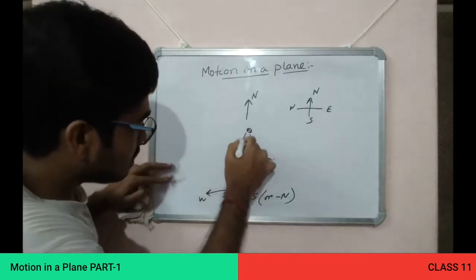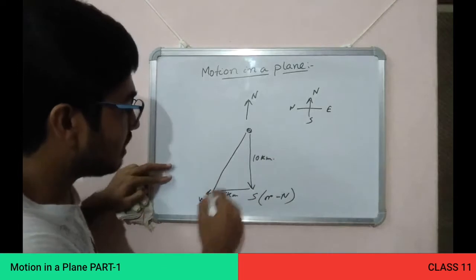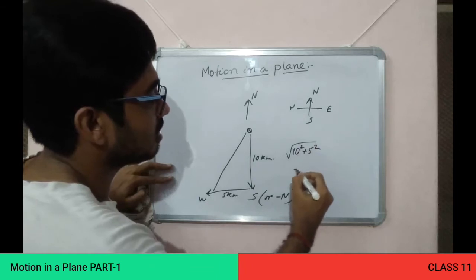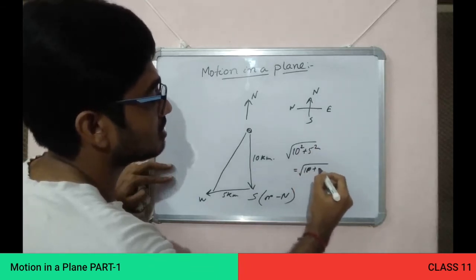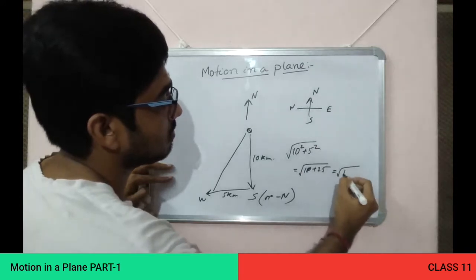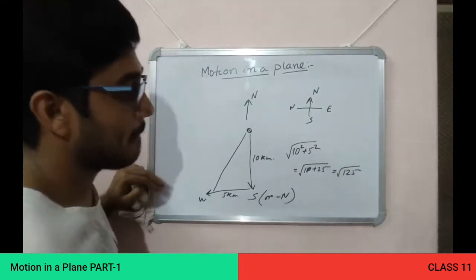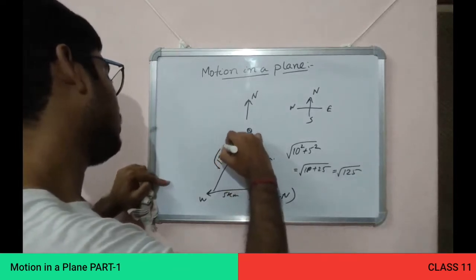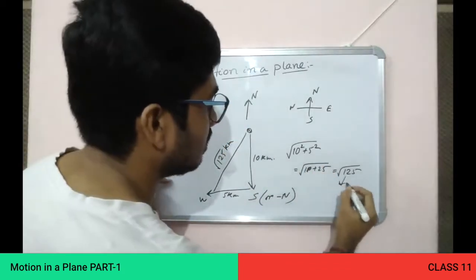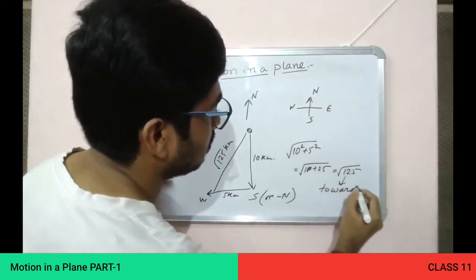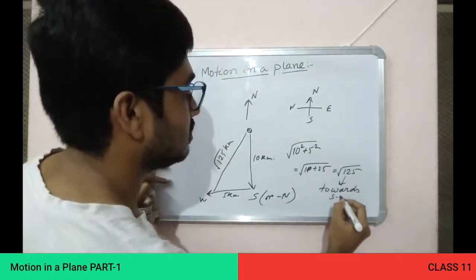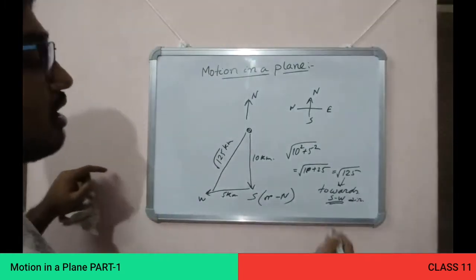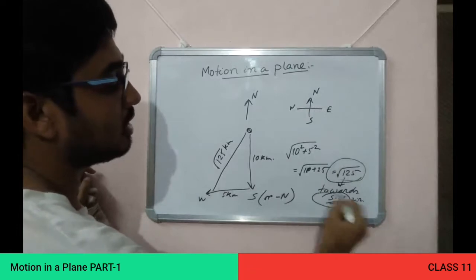So he has to say his final coordinate is this, and this is root over 10 square plus 5 square, that is 100 plus 25, 125. So this is root under 125 kilometers, and this is towards the southwest direction. So here comes the magnitude and direction.